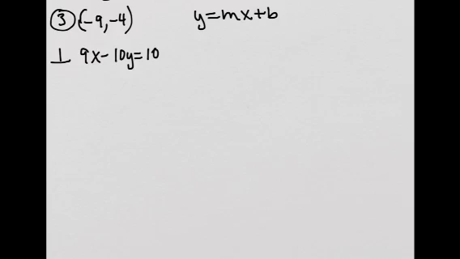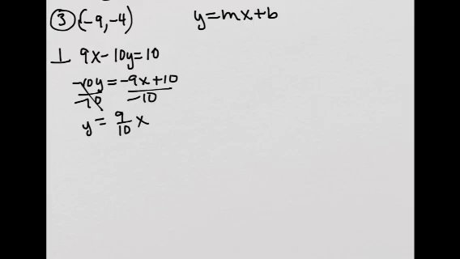Alright, so now they give you a point and an equation of a line, this one right here, and they want you to find the equation of the line perpendicular to this line. So we need to find the slope of the line first, and for that we solve for y. Negative 10y, subtract 9x from both sides, gives you negative 9x, divide by negative 10, so y equals 9/10 x minus 1. So the slope of this line is 9/10, so the perpendicular slope is going to be opposite and reciprocal.